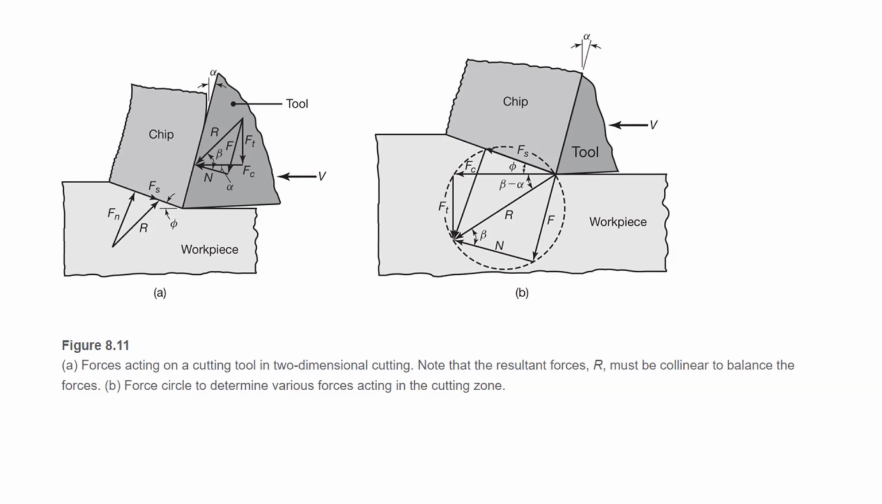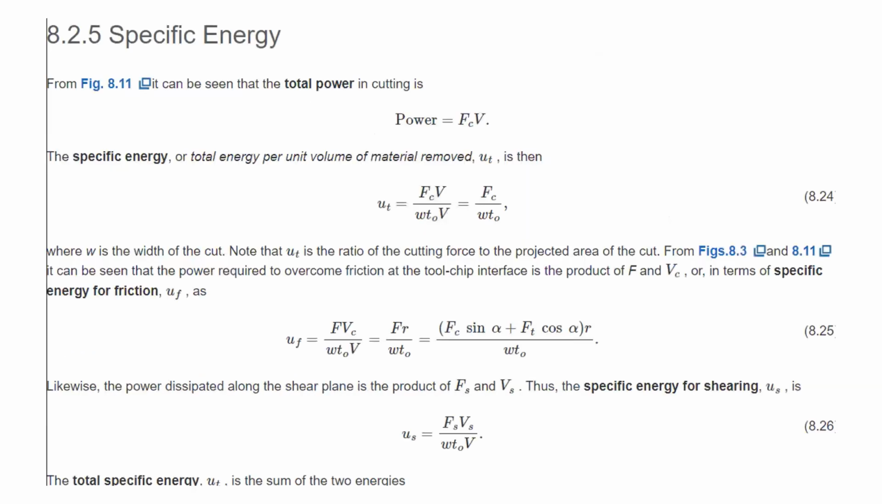So this angle is called beta. Based on this diagram, R can also be decomposed, not orthogonally, in another way. This is FC, the cutting force, and FT, the thrust force. So how can we use this diagram to solve the problem? And also the specific energy: force and energy are related, right? The power is actually energy per unit time. Do you agree? We just care about the energy per unit time, so we call it power.